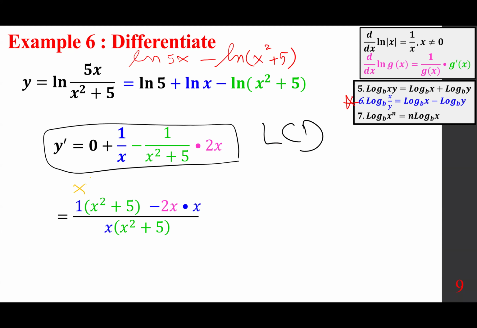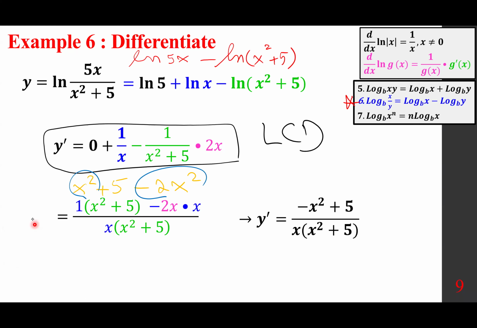follows: x squared plus 5 minus 2x squared. These two combining to minus x squared. So the final answer is minus x squared plus 5 over x times x squared plus 5.